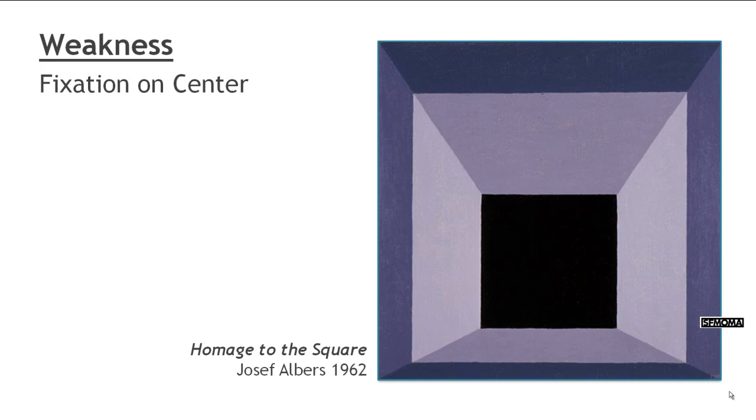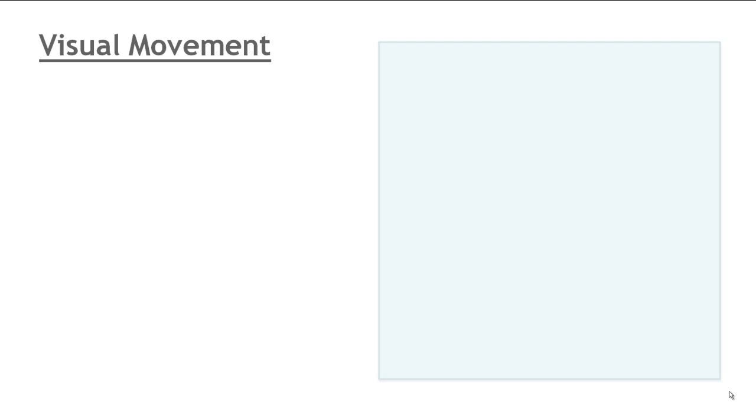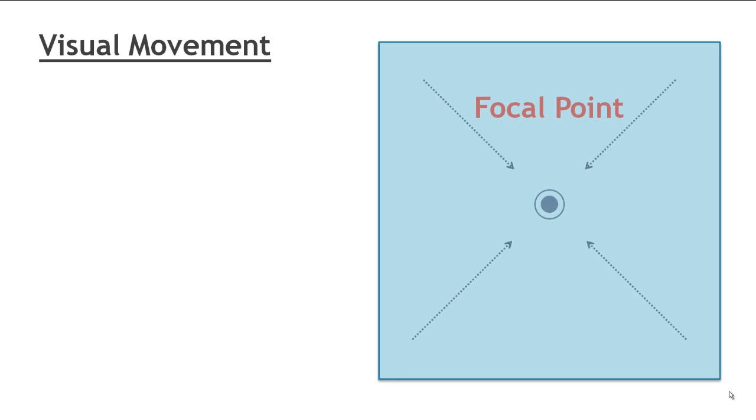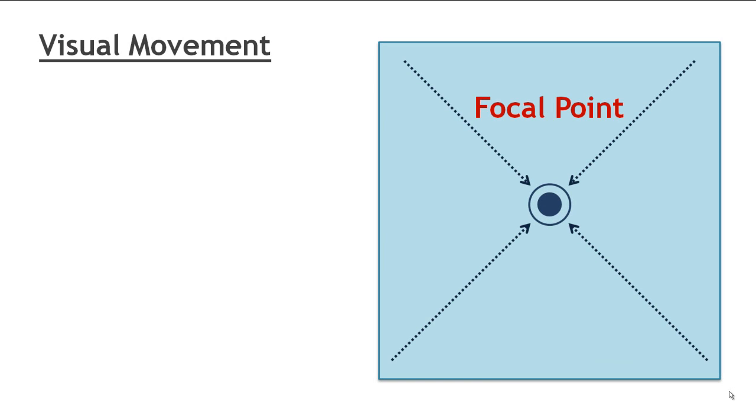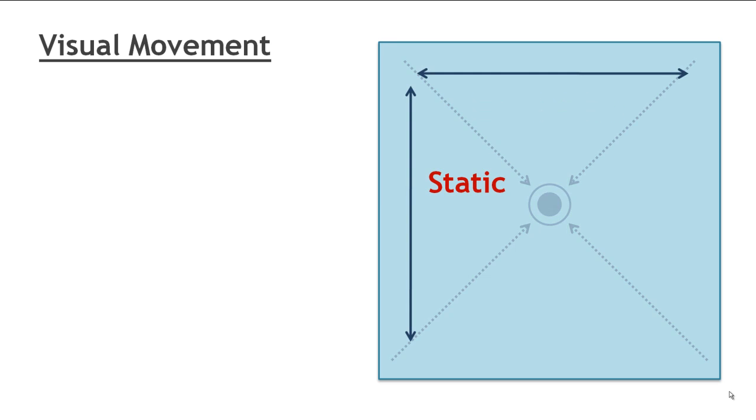Although the strong center of focus in the square is a strength, it is also a potential weakness, allowing viewers to become fixated on the center of the format alone. The intense focal point in the center of the square format pushes the eye powerfully toward the center.